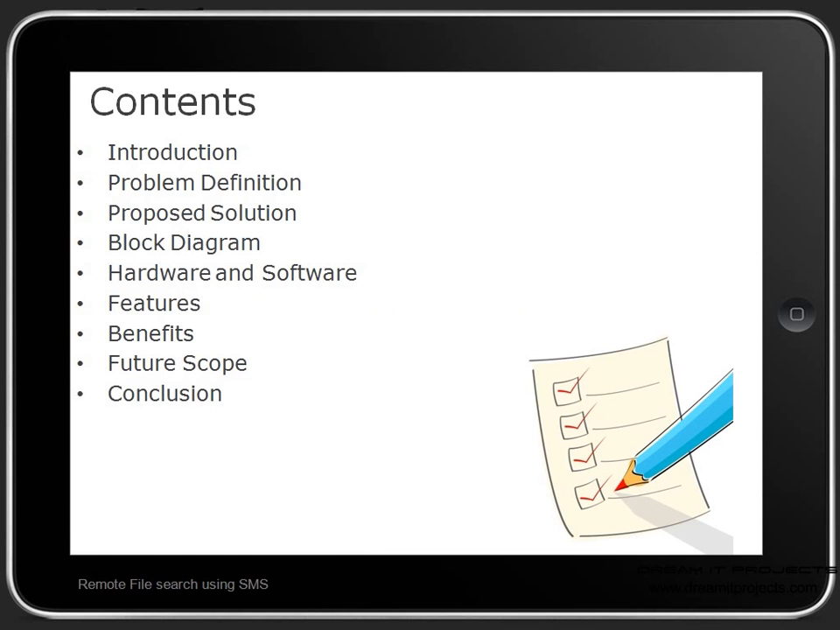Now let's go to the contents which we will be covering in this PPT. They are basically the introduction of the project and the problem definition, I mean, what led to the innovation of this project. Second is the proposed solution: what was the problem and how we are solving it. Then there is a block diagram, what we call an architecture diagram. Then what are the hardware and software requirements of the project, what features this project will be providing, what the benefits are, how the user will be benefited from this project, and what the future scope is, I mean what advanced enhancements can be made to this project, and finally the conclusion.